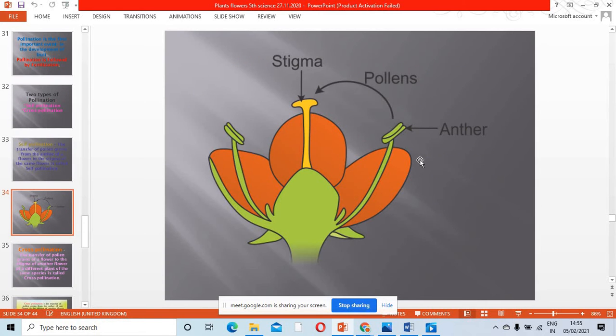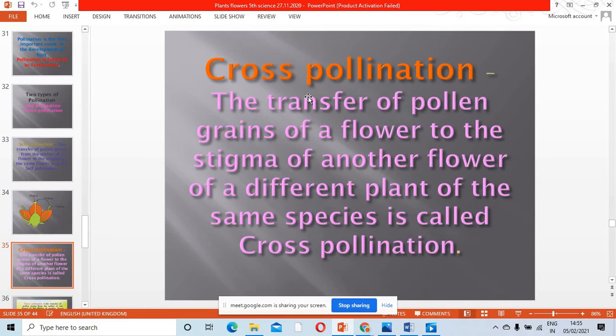Can you see this picture? It's very clear. Inside this flower, the anther contains the pollen grains which are transferred to the stigma of the same flower. This is self-pollination. We will move on to the next one, cross-pollination.